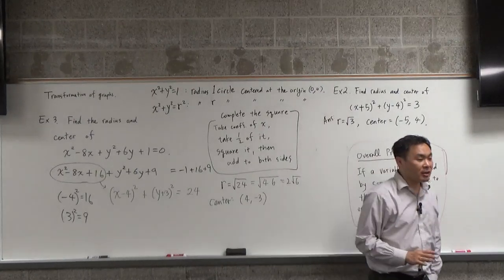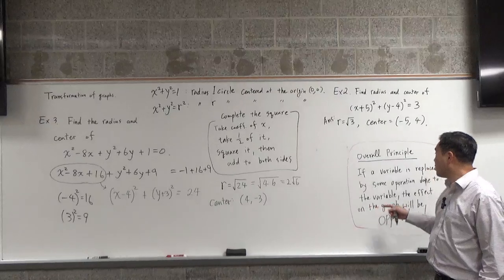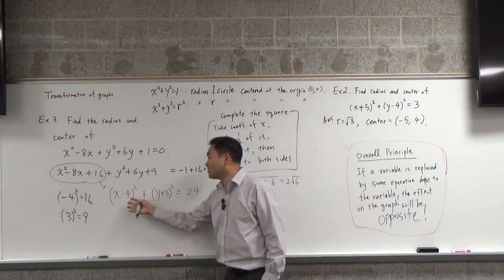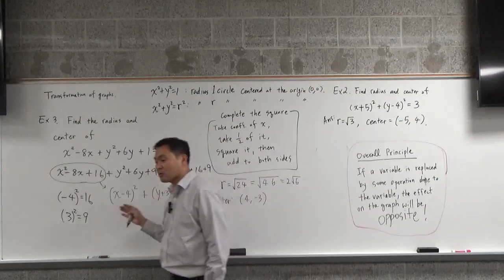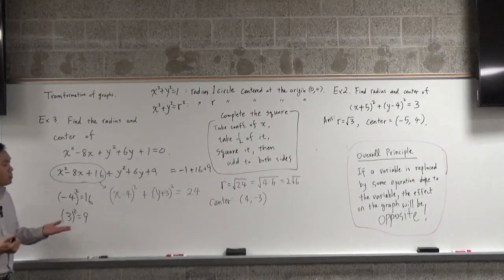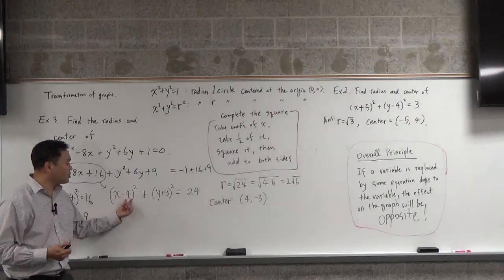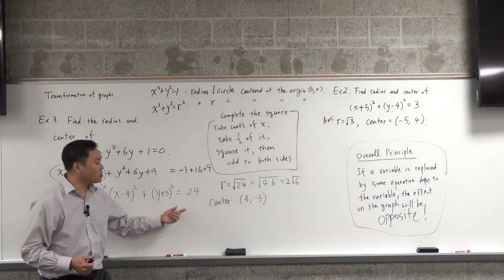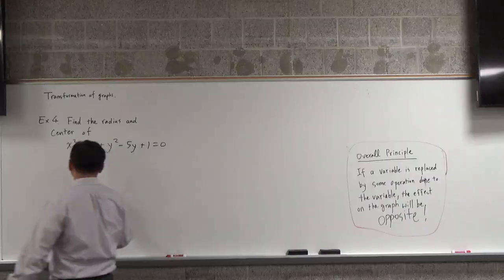Now, if you are taking the view of this overall principle, it's kind of natural to see why this would have the center as 4, -3. But if you're confused, another way to think about it is like whatever number you see, just negate it. You see -4, it will be +4. You see +3, it's -3.